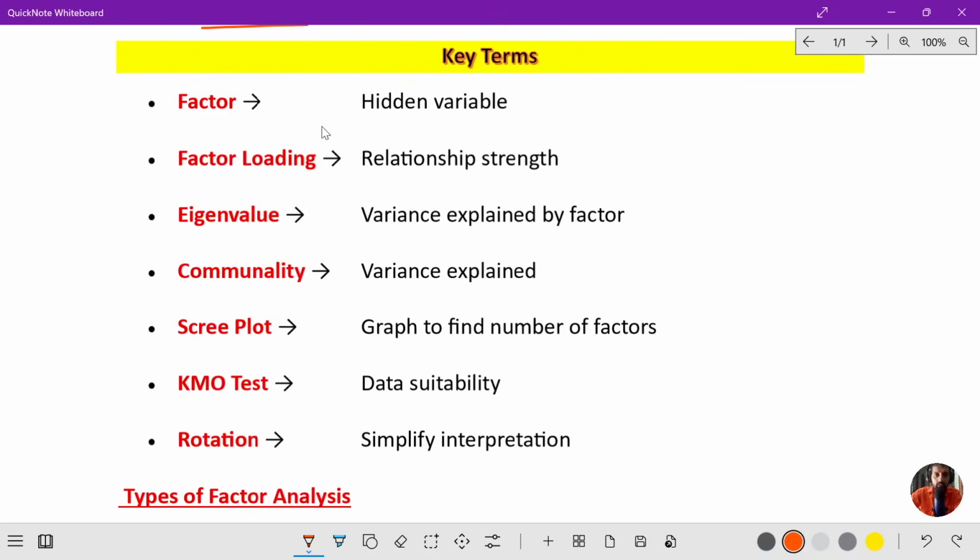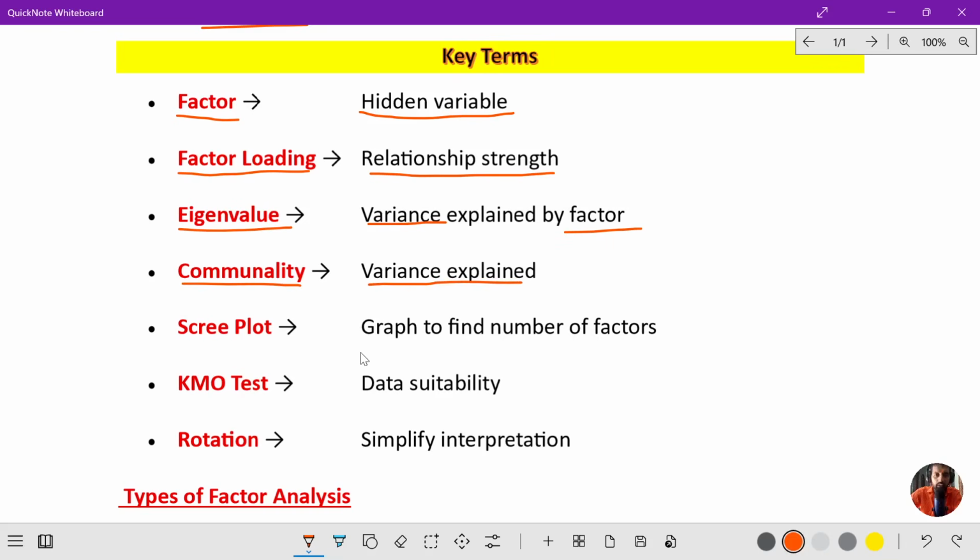Now let us see the important key terms related to factor analysis. First one is factor. What is a factor? It is nothing but a hidden variable. Second one is the factor loading, which is the strength of the relationship. Third one is the eigenvalue. It is the variance explained by the factor. Next one is the communality, which explains the variance.